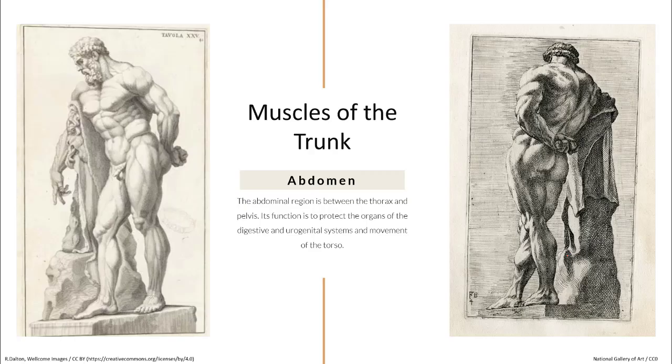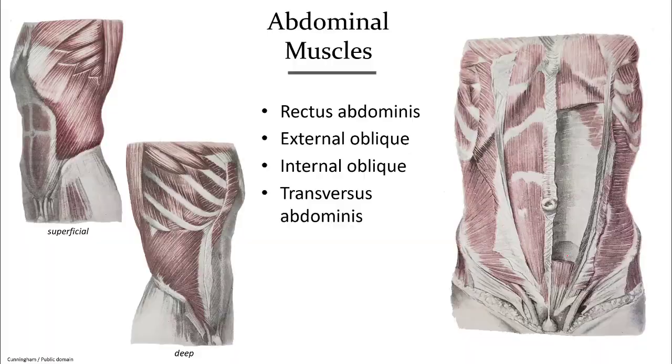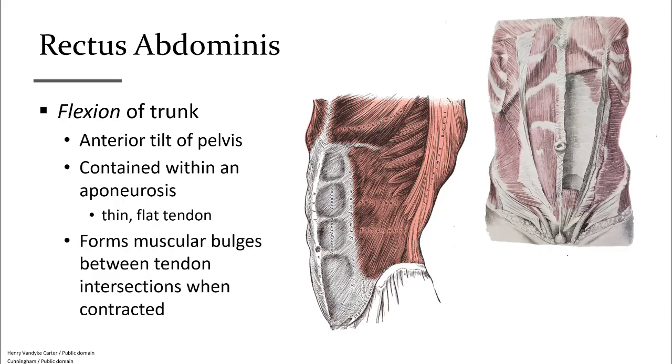On to the muscles of the trunk, starting with the abdomen. Here are the four muscles we will discuss. The rectus abdominis is also known as a six-pack muscle. It is made of segments of muscle embedded in a wide tendon sheet called an aponeurosis. This muscle will cause flexion of the torso.